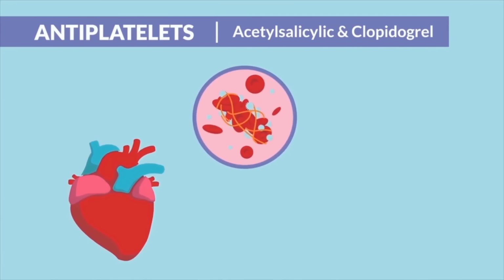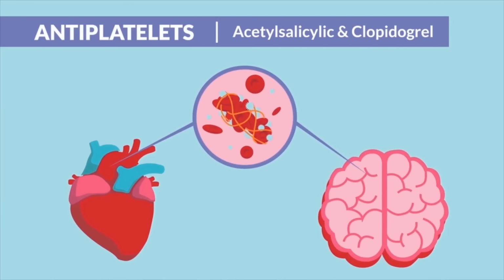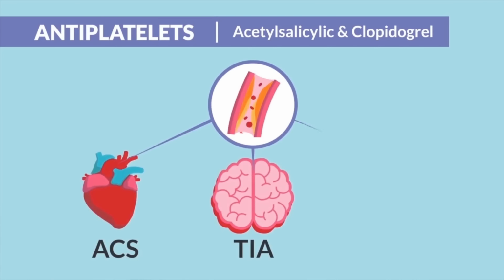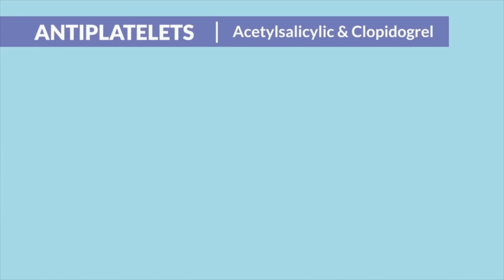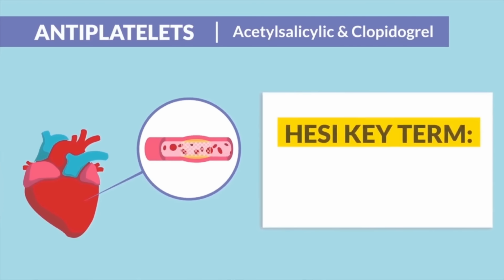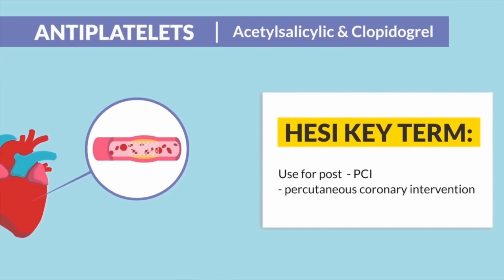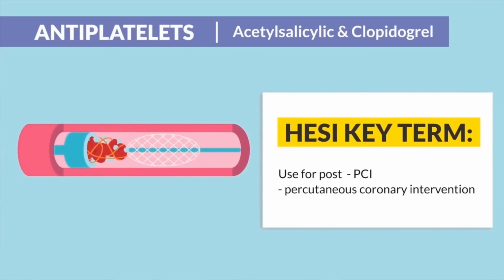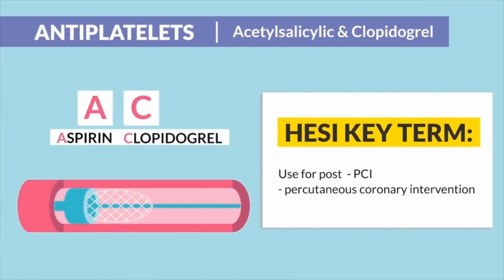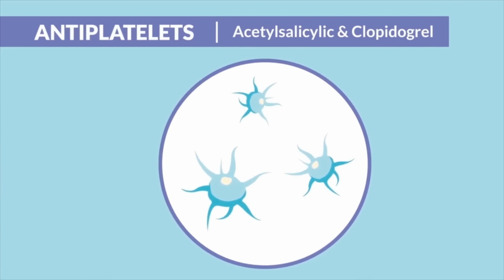So guys, in heart and brain clot, like an MI or CVA prevention, narrowed arteries like ACS in the heart, or a TIA in the brain, or even PAD in the extremities, or even prevention after a stent or bypass, preventing the reocclusion of that artery there. Now, the HESI key term we use is post-PCI, that percutaneous coronary intervention. Fancy words for cath lab to clear the clot. Again, guys, AC is aspirin and clopidogrel. AC for anti-clot.